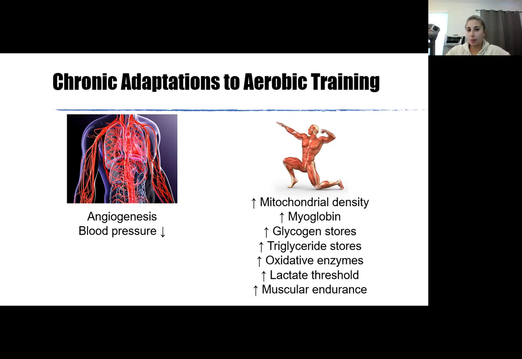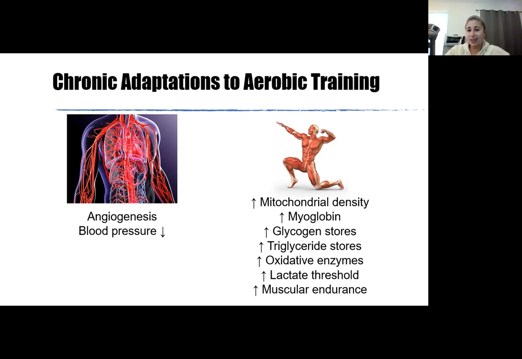More glycogen stores, great. So we can mobilize more glucose, more triglyceride stores, so we can mobilize those fuel sources to produce ATP. And again, this is all aerobically. More oxidative enzymes to, again, produce ATP aerobically. We also improve our lactate threshold, which means we won't feel that burn as early. It's going to happen later.